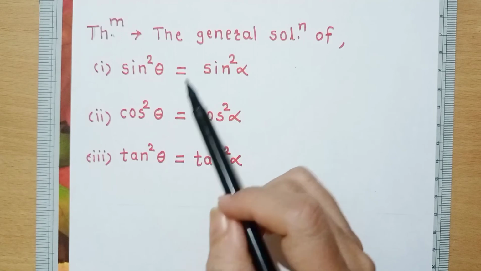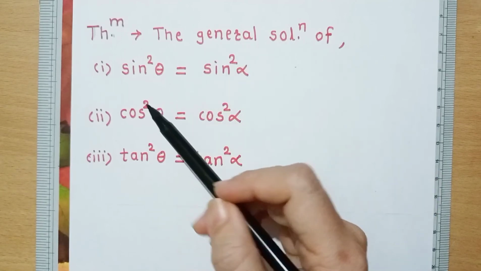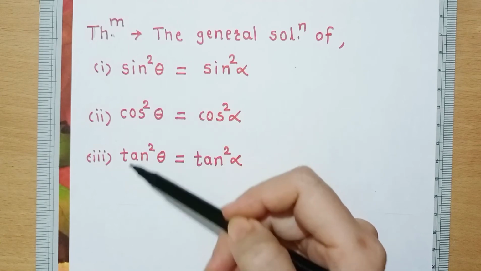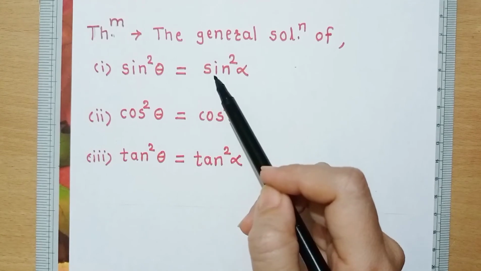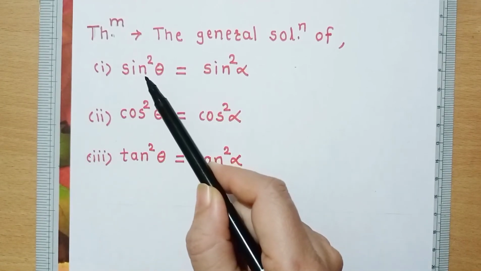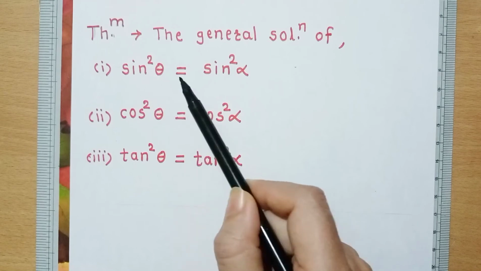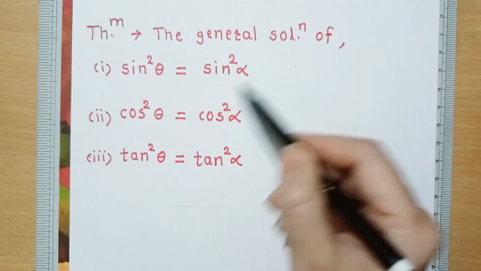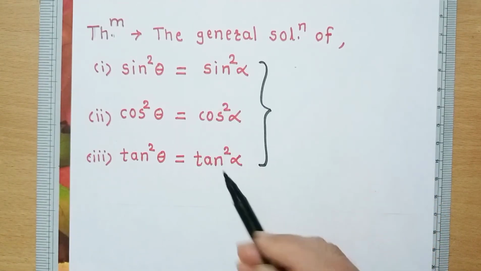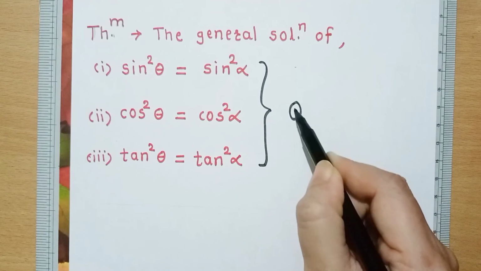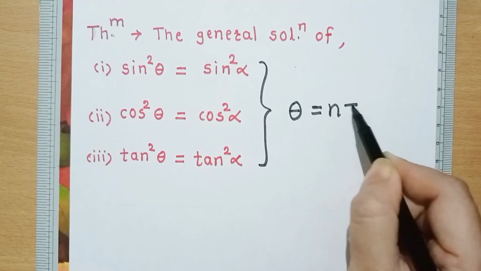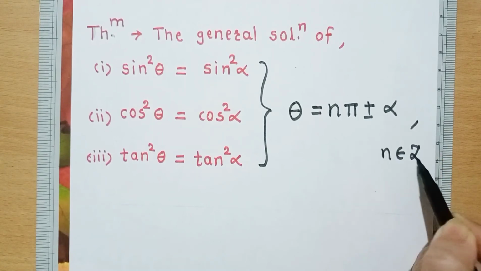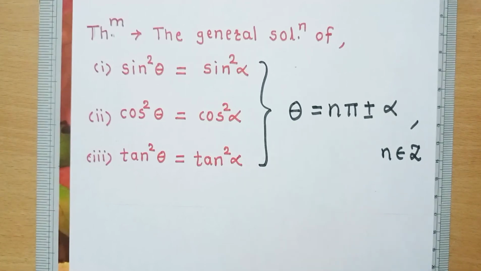Let's prove this theorem. The general solution of these three we have to find out, and check now all these three equations have square terms. In the last theorem we have proved the general solution of sin theta equal to sin alpha. Now here both the terms are square terms, and the general solution of these three equations is the same, which is theta is equal to n pi plus minus alpha, where n belongs to Z, and we will prove each theorem separately.